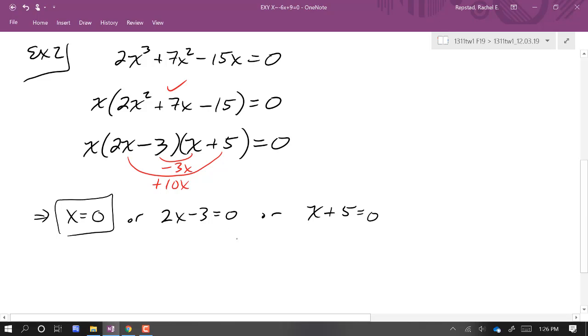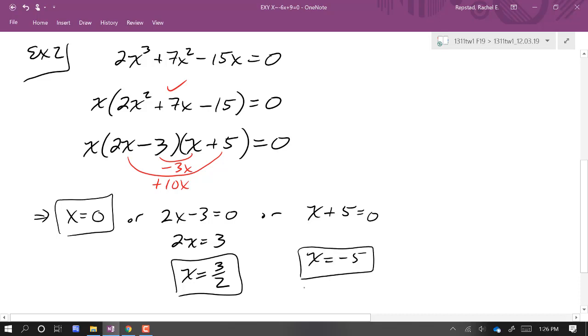So now we can solve these linear equations. So 2x equals 3, dividing by 2 gives us x equals 3 halves. And over here, x equals negative 5. And x also equals 0. Yep, I already boxed that. So those are our 3 solutions here. So that was not a quadratic, but we got to apply the same principle.